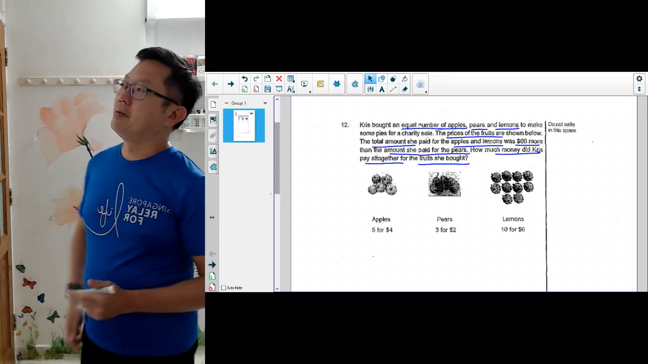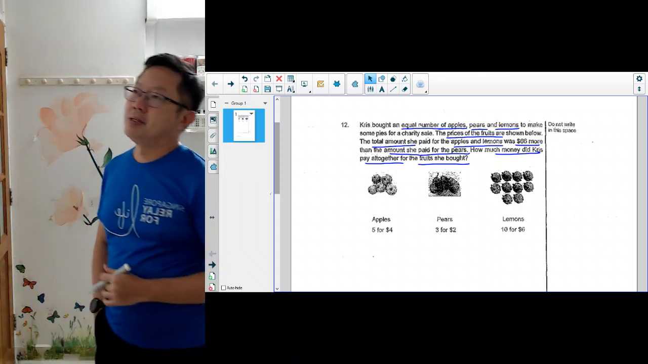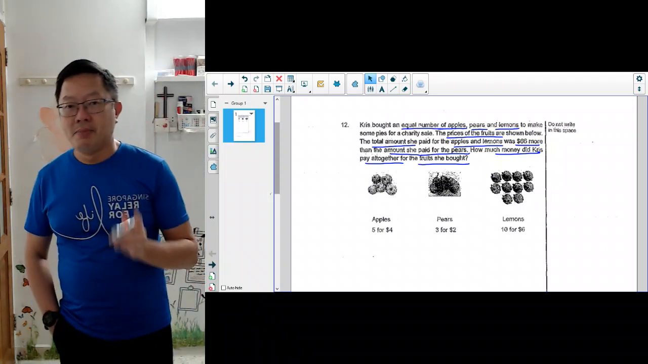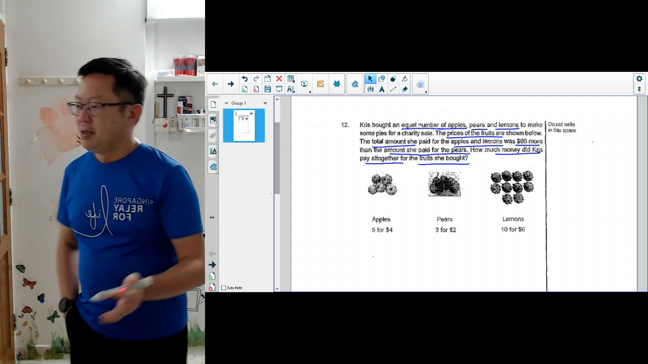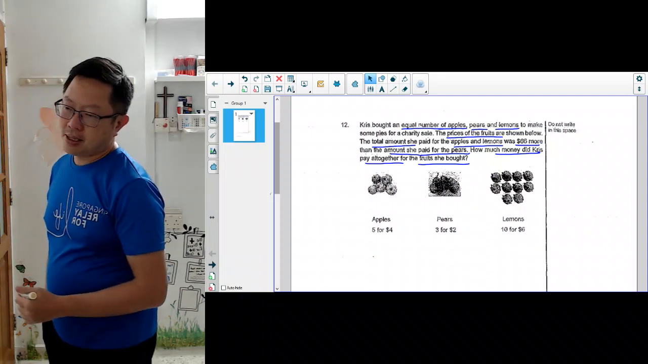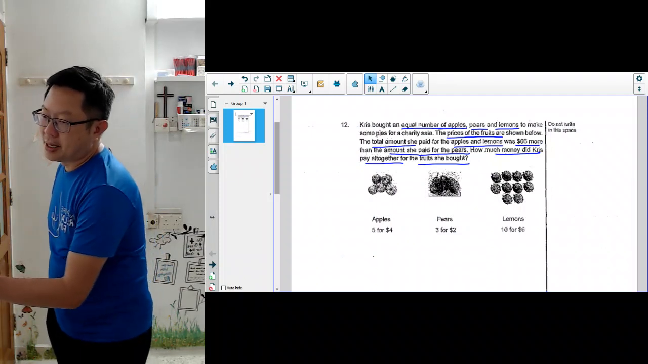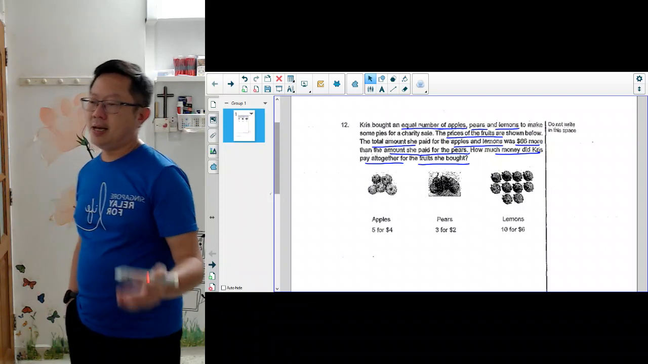So how to make one group? Now there's an important clue here. Chris bought an equal number of apples, pears and lemons. I can make one group with equal number of each type of fruits inside one group. So how do I make equal number? You look at the diagrams, they are not equal number. So can I make them equal number? So you have 5 apples, 3 pears and 10 lemons.